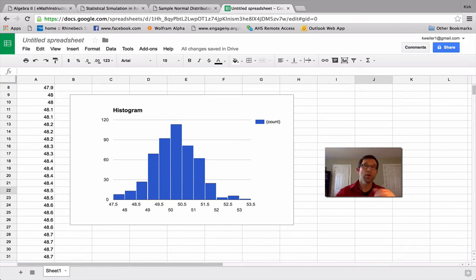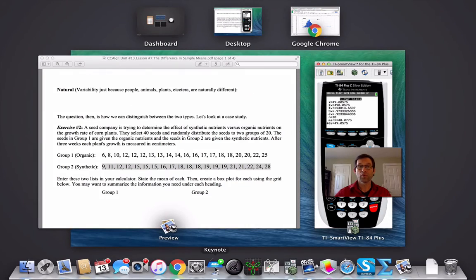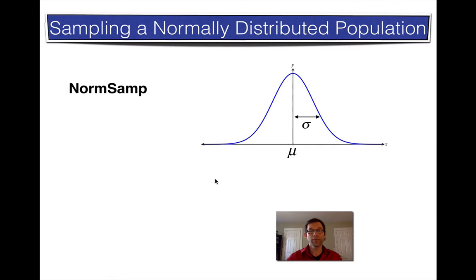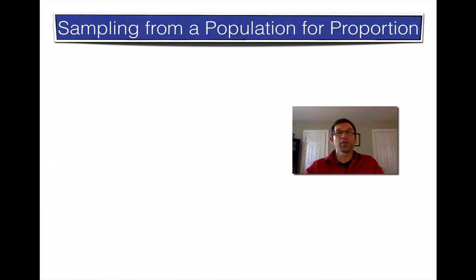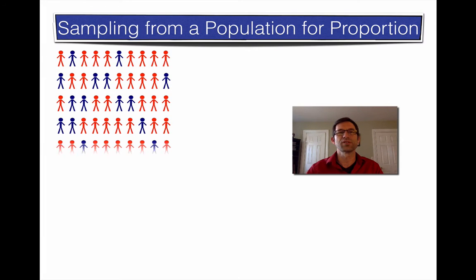All right, we'll come back to this in a little bit, but let's head back to our keynote presentation. So we've got normal SAMP, we've got the web-based apps, and that's how we do a normally distributed population. Let's talk about sampling from a population proportion. Make sure you understand this. This is a little bit weird for a lot of people who haven't done inferential statistics.